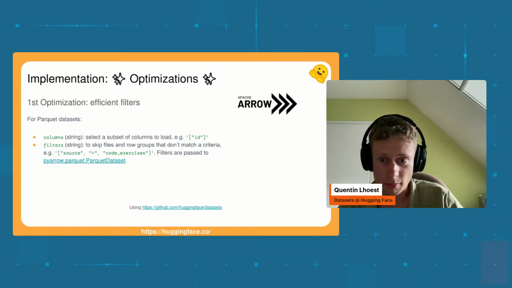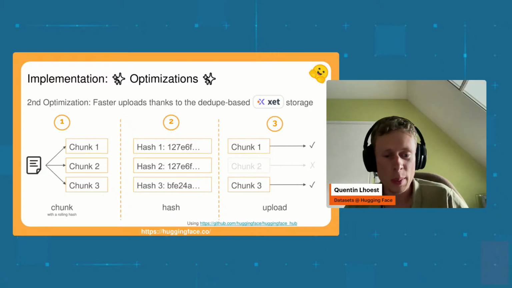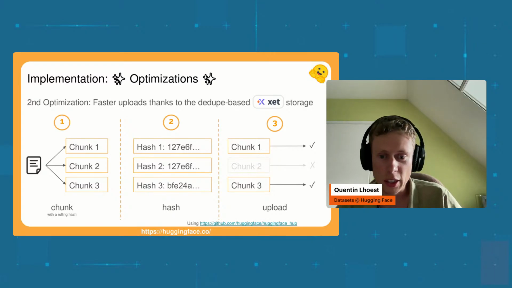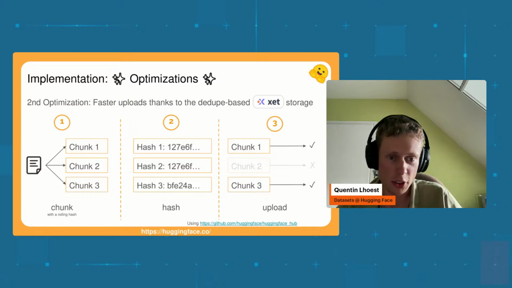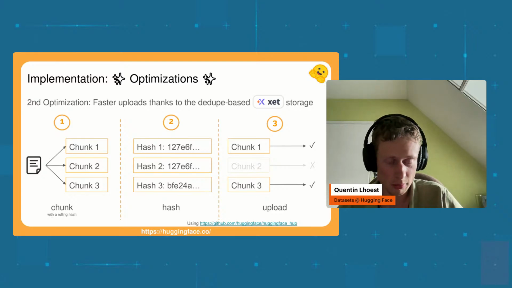Second optimization. It's about how we made all the uploads to Hugging Face using Spark much faster than to any other cloud storage. At Hugging Face, we have a very specific cloud storage that is using Xet, and that is based on deduplication. The way it works when we upload a file is that it works in 3 steps.